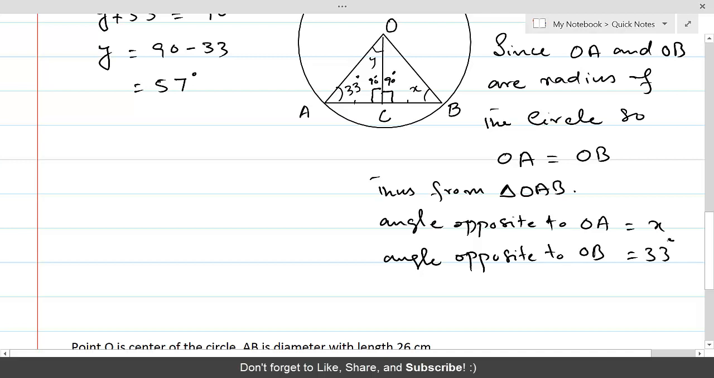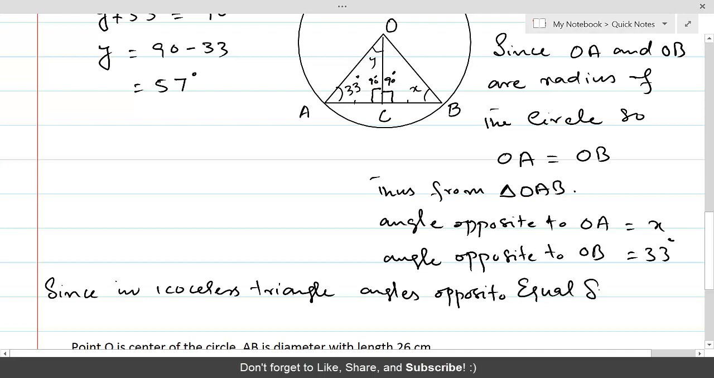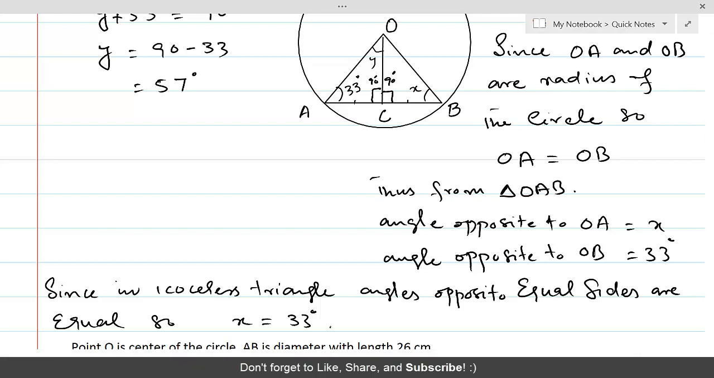From the definition of an isosceles triangle, this x is equal to 33, because in an isosceles triangle, angles opposite to equal sides are equal, so x is equal to 33 degrees. Both of the questions are answered. See, in these questions, it will always require some pre-knowledge of geometry, and if you don't know the proof, at least knowing those theorems will help you to understand these circle questions better.